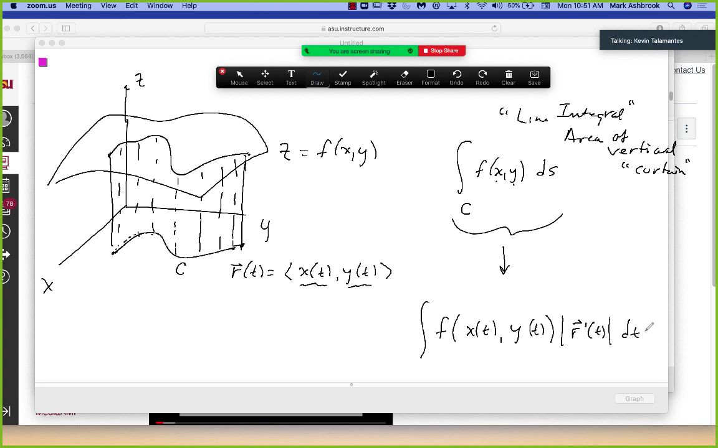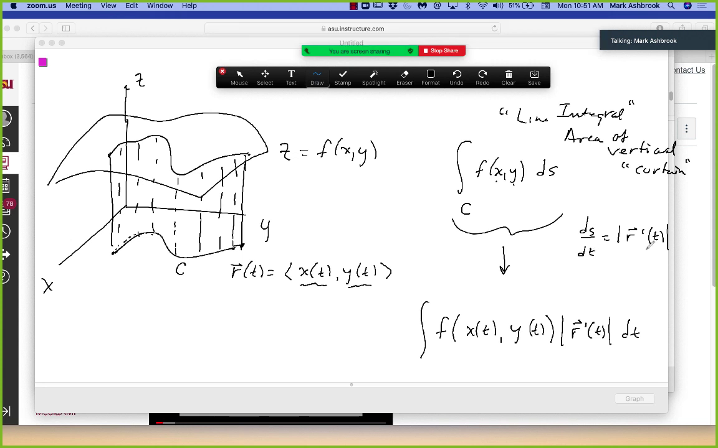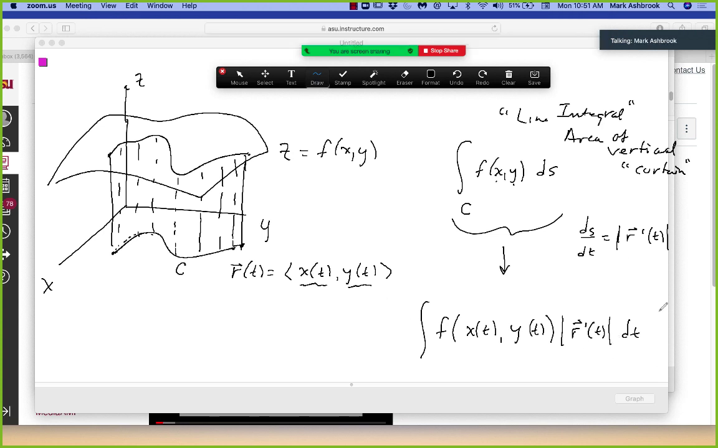Yep, and we showed where that came from, right? So we know that ds/dt, what is that? That's a little change in the curve for a change in time. So it's kind of like speed, right? It's how far you go per change in time. Well, speed is the magnitude of velocity, and we can use that to rewrite ds as the magnitude of r prime of t dt. So this is how we solve those.